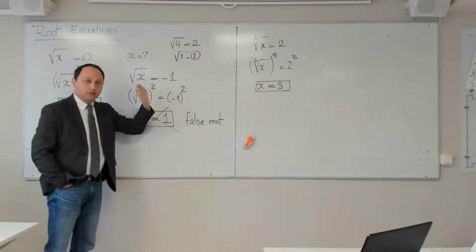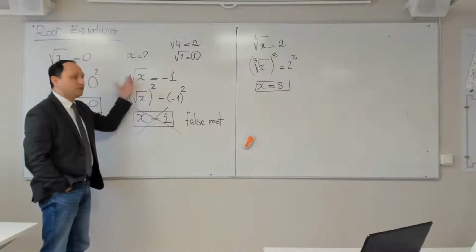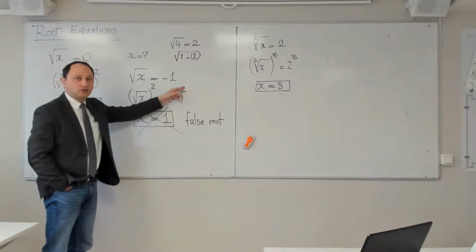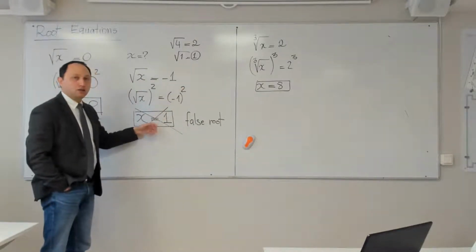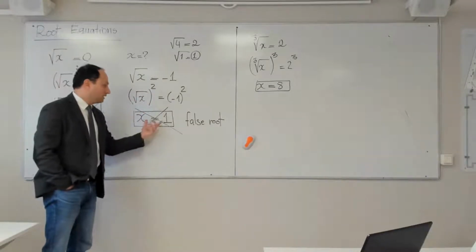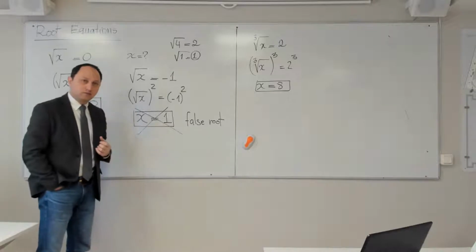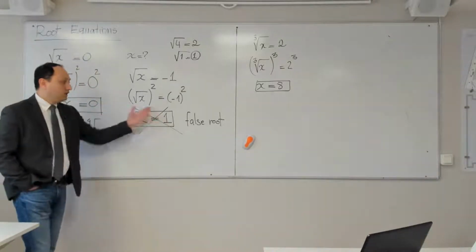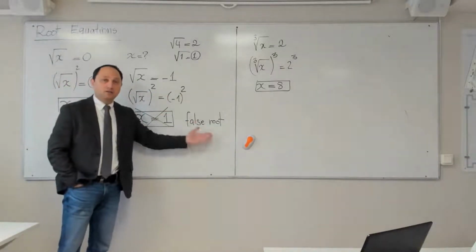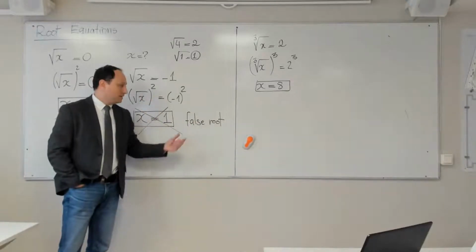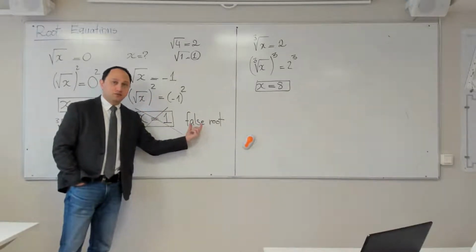If it works, what does it mean if it works? If the left-hand side becomes equal to the right-hand side after plugging this number back. If that is the case, then you put a box over it and say that, yes, this is my real solution. But if not, you need to write that. That's part of the points that you will get in the exam, that yes, this is a false root.